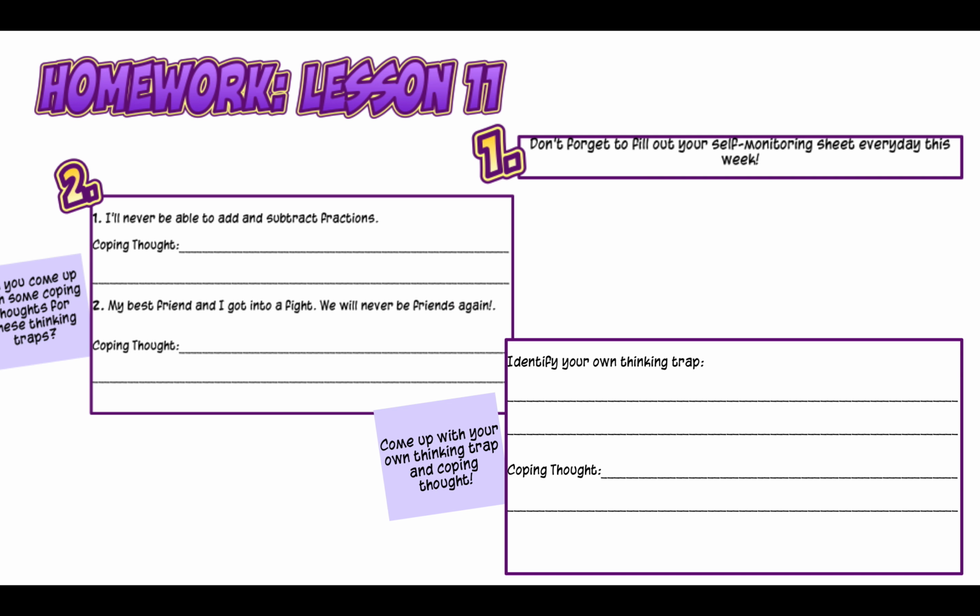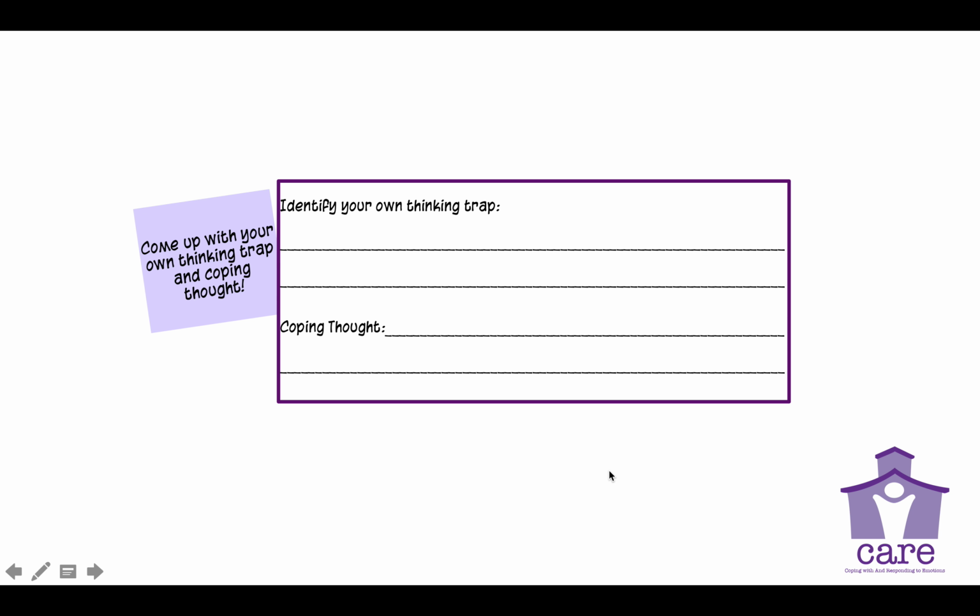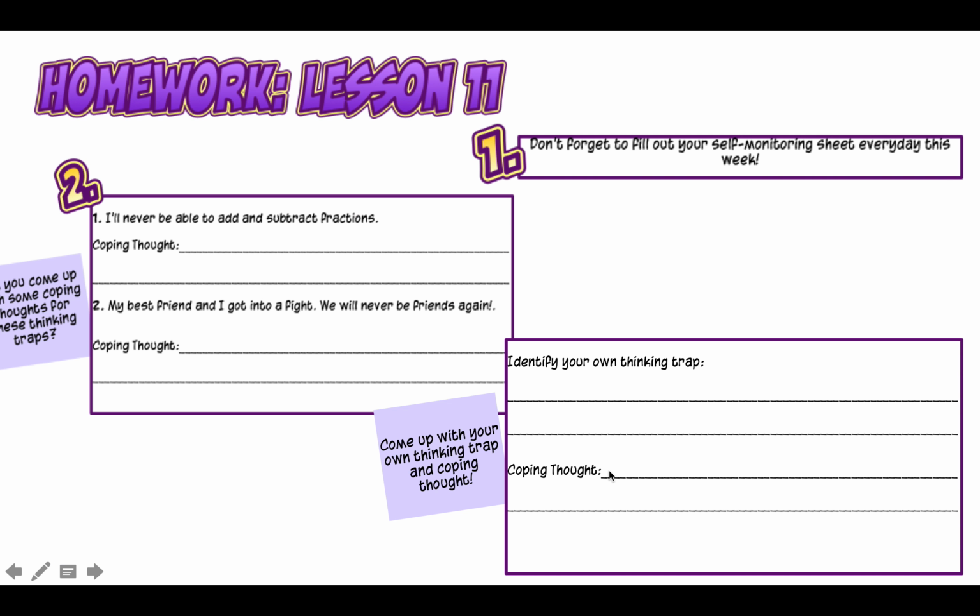And then finally, briefly review that homework. So homework for this week, they've got 2 thinking traps here that we've provided, and they need to come up with a coping thought. And then we also want them to identify a thinking trap that maybe they've experienced this week and a coping thought that they could use to get out of it. And so really try and emphasize to students to maybe think of a different thinking trap than the one they wrote down previously, just so they have that practice.